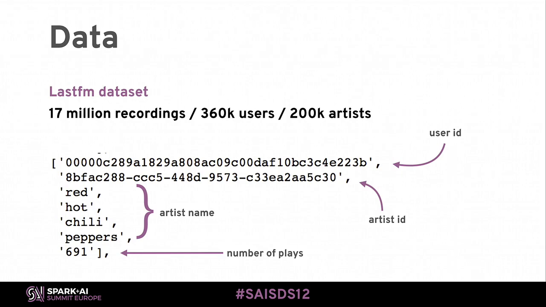In order to build a model, we're going to need some data. The data we're using is the last.fm data set. So it's an open source data set, so you could go and download it and have a go yourself. There's 17 million recordings in there from 360,000 users and 200,000 artists. And that's what the schema of the data looks like. So we have a user ID, an artist ID, the artist name, and the number of times that that user has listened to that artist.